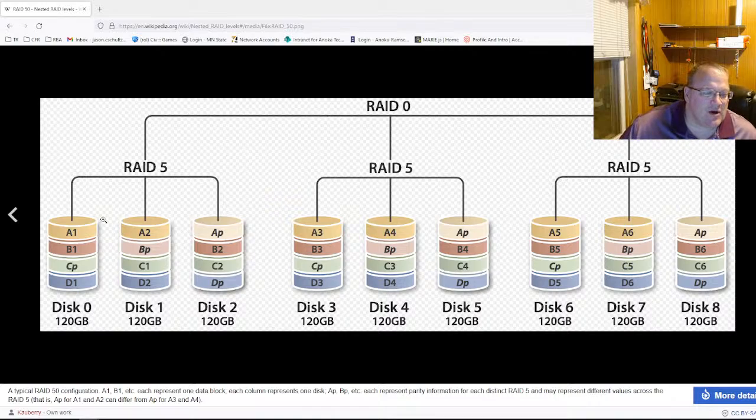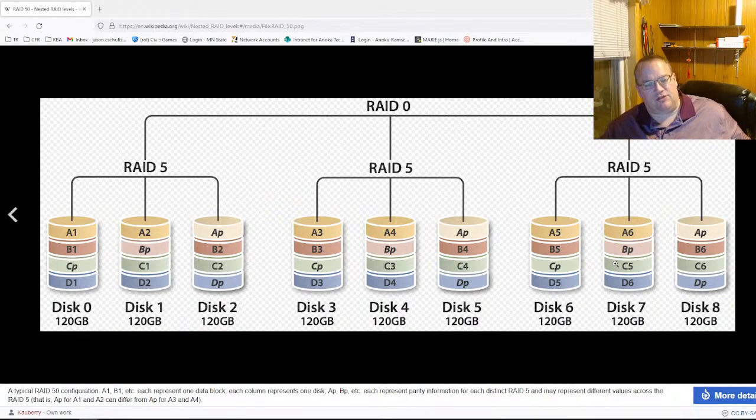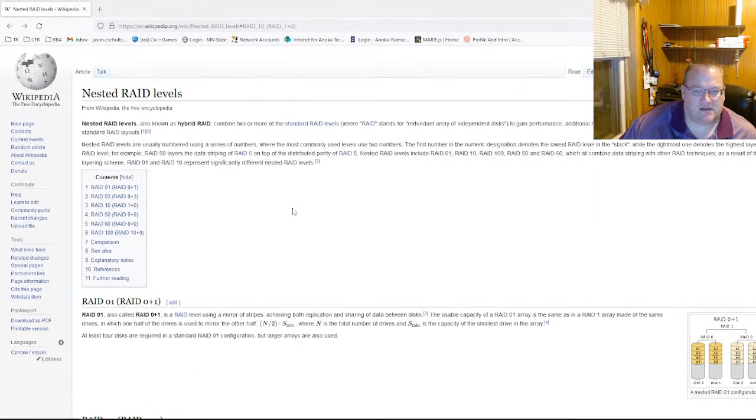But the first strip goes in here, the second strip goes in here, the third strip goes in here. So that it helps, again, spread it out. So that if there's problems, those problems won't be super localized. That's the idea. Let's look at some of these other ones.